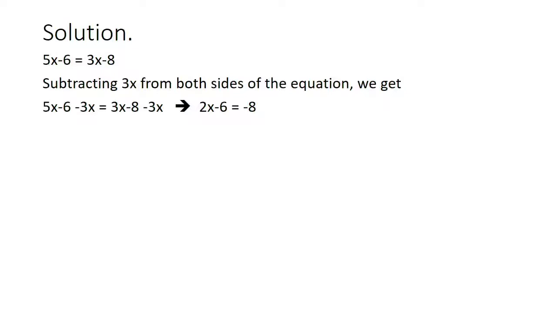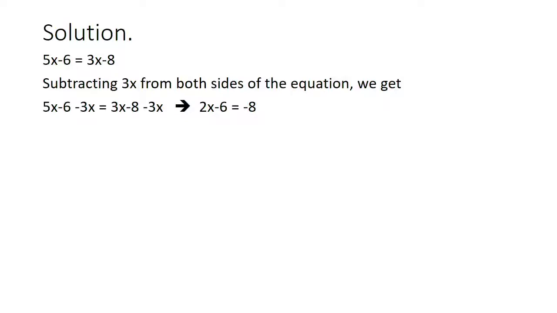And now what you have on the right hand side is 3x minus 3x, that will give you 0. You are only left with negative 8 on the right hand side. But on the left hand side you have 5x minus 3x, that should give you 2x. So in the end, after subtracting 3x from both sides, we will get 2x minus 6 on the left hand side and negative 8 on the right hand side.